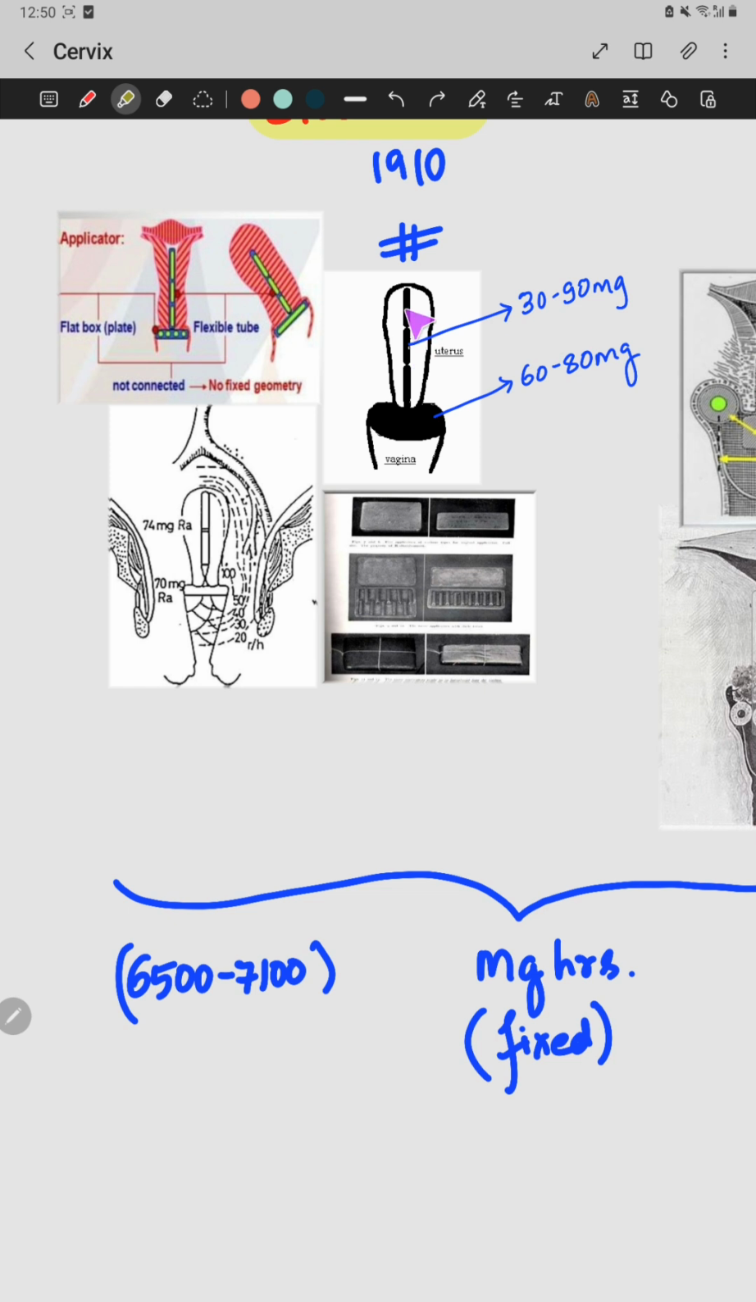The radium in the intrauterine used to be 30 to 90 mg of radium. In the intravaginal, it used to be 60 to 80 mg of radium. And since it is fractionated, they used to give 2 to 3 fractions of treatment, each of a period of 20 to 30 hours, and it was separated by 1 week. So it used to go on so long.